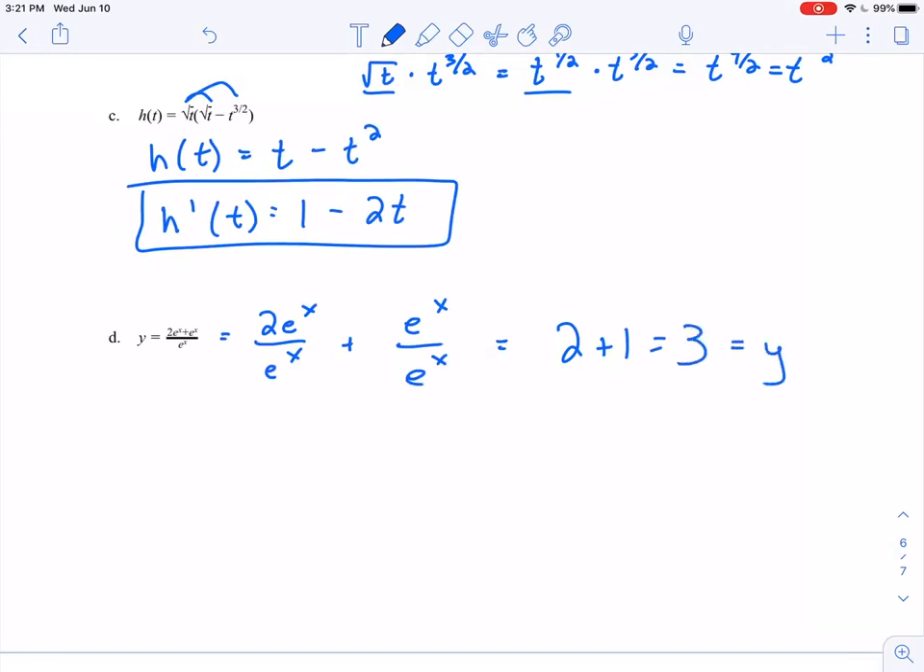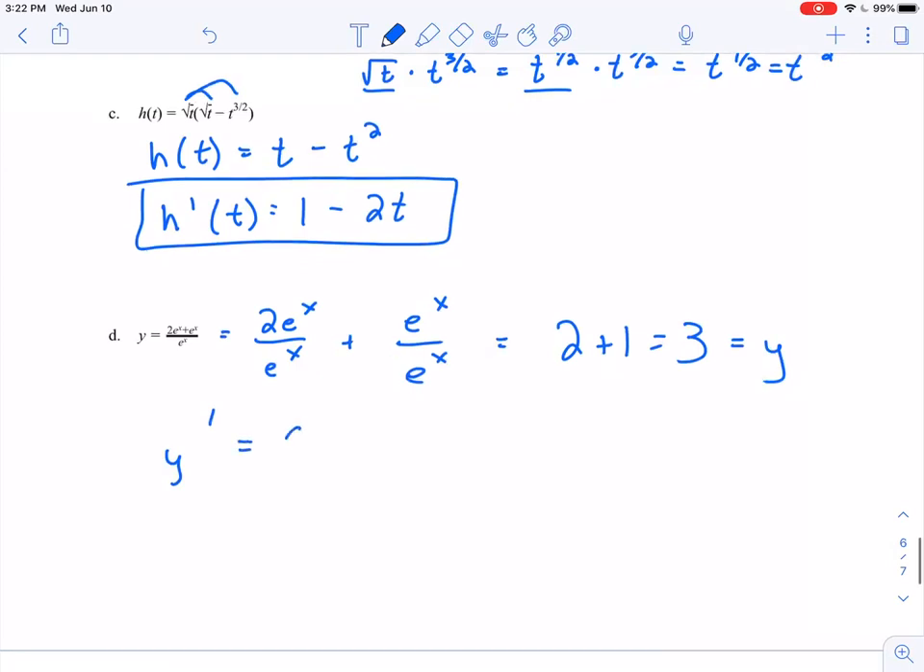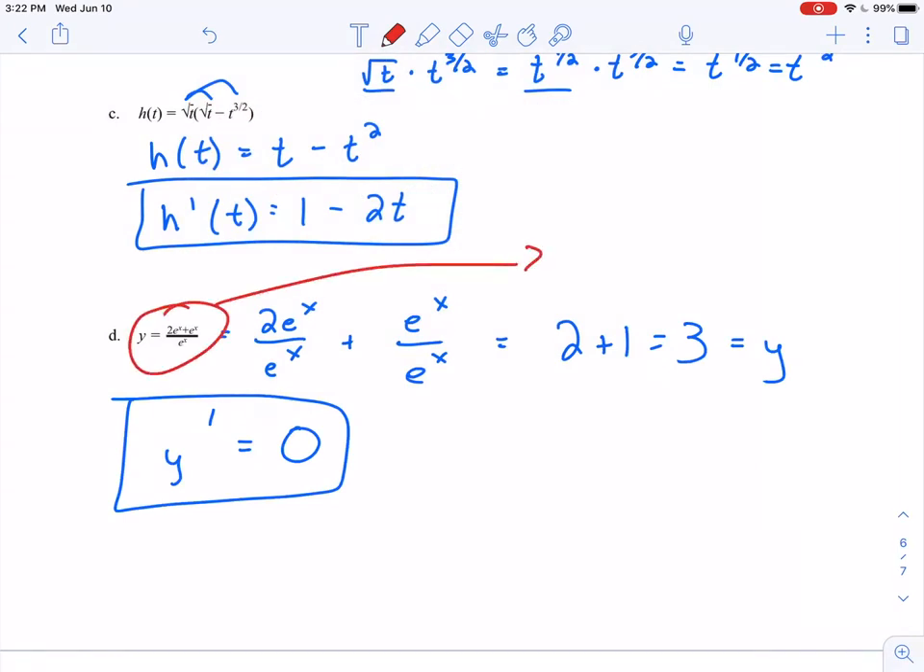But this is still y. I haven't actually taken the derivative. So when I go to take the derivative of 3, it's just 0, because 3 is a constant. So, hey, there we go. Another way, now that I look at it, we could have simplified this: we could have said y equals 3e to the x divided by e to the x, then cancel these two to be left with just 3. Doesn't really matter how you approach it. Either way, we get the same solution.